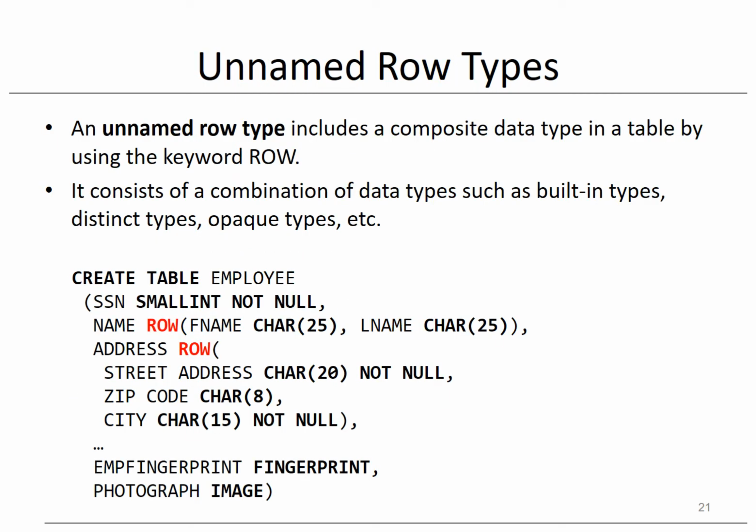An unnamed row type includes a composite data type in a table by using the keyword row. It consists of a combination of data types such as built-in types, distinct types, opaque types, etc. Note that since no name is assigned to the row type, it cannot be reused in other tables and needs to be explicitly redefined wherever it is needed. Here you can see an example of two unnamed row types to define the name and address of an employee.